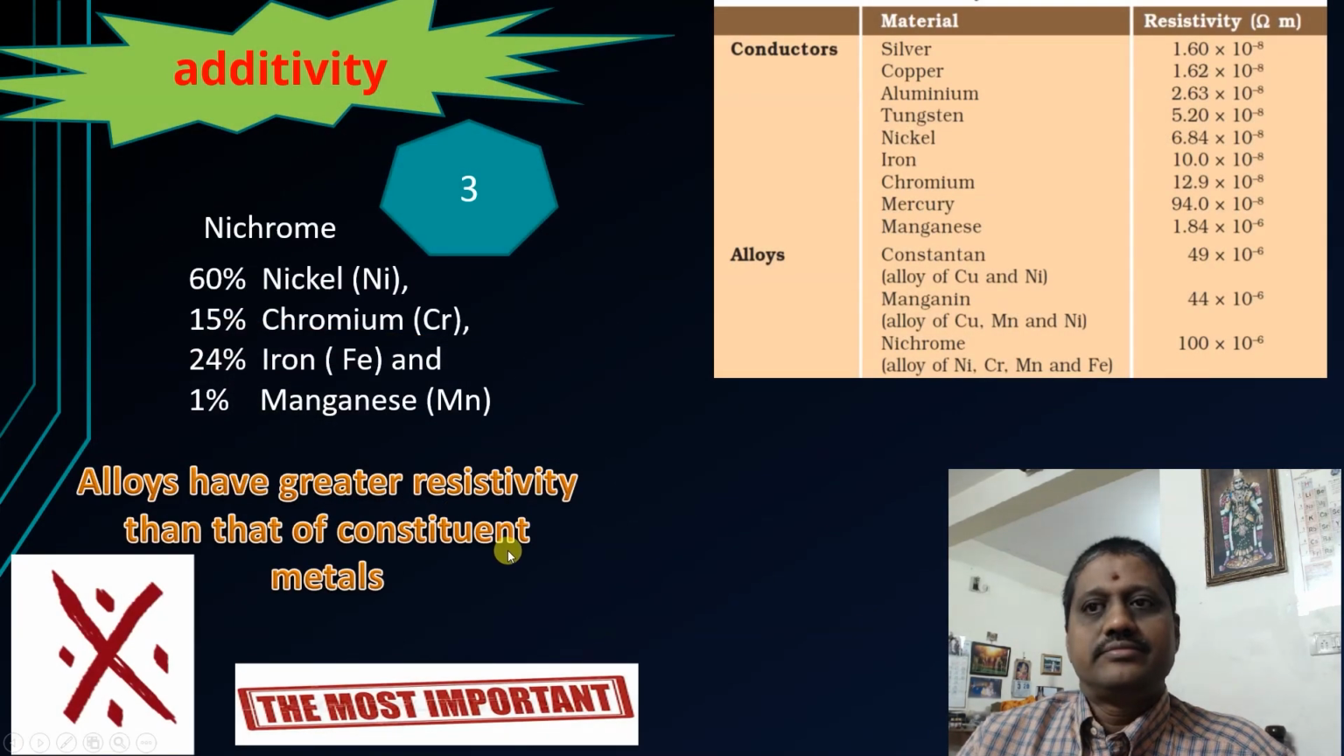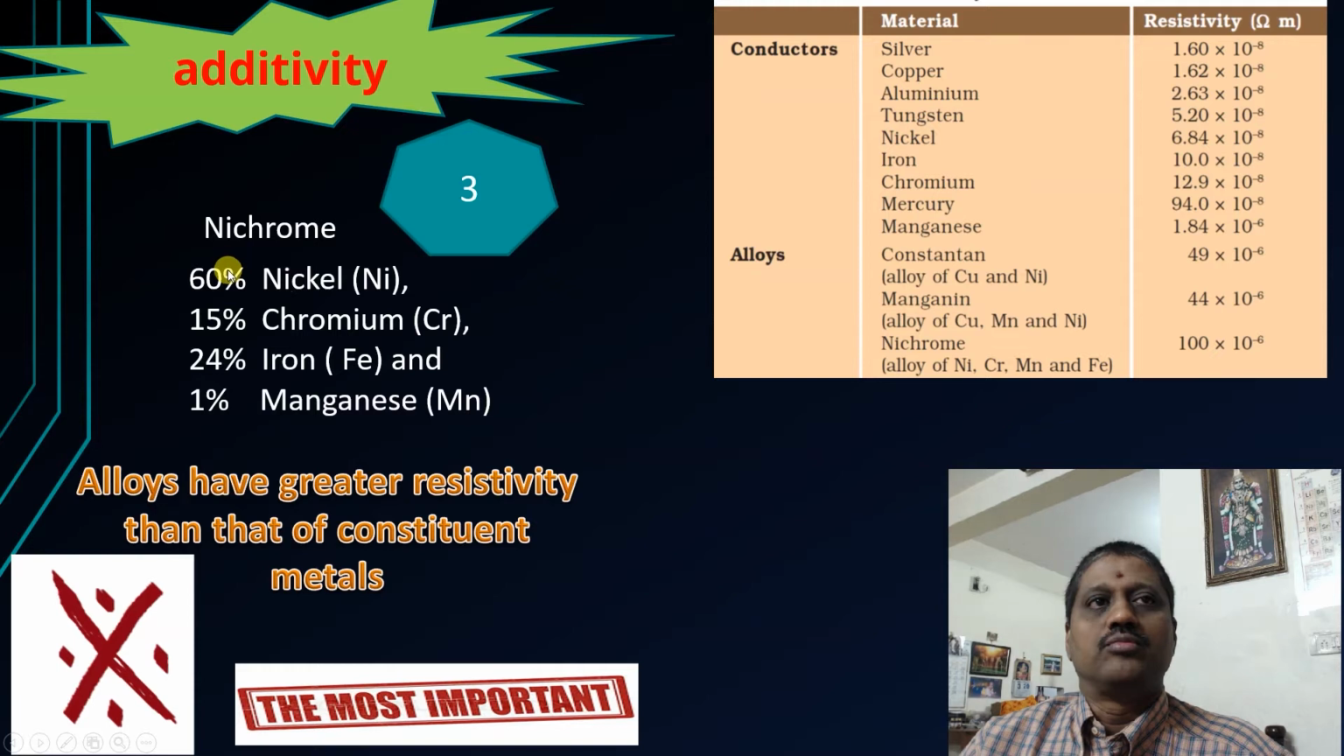Then additivity. When you are connecting resistances in parallel or series, the effective resistance increases or decreases. But when you are mixing different conductors, metals, to form an alloy, alloys always have greater resistivity than the constituent metals. This you have to understand. This is an important point for you. That is why we are able to use a lot of devices with alloys.